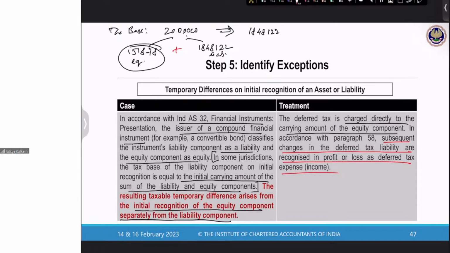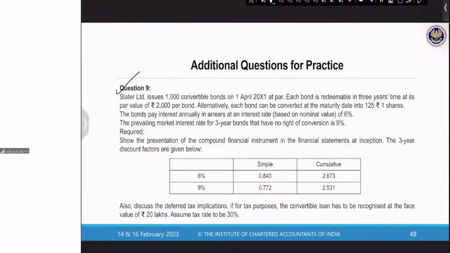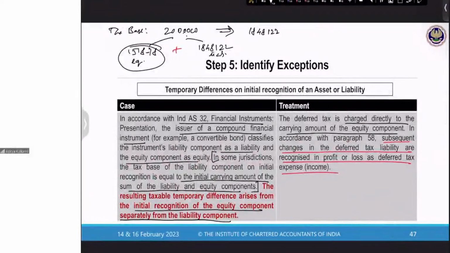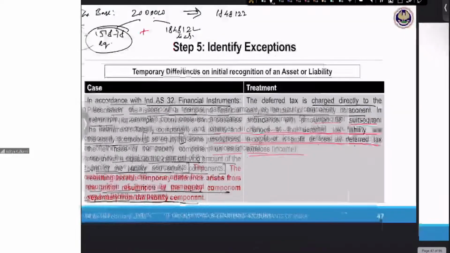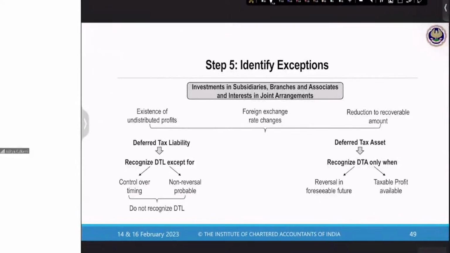Are you okay with this explanation in totality? Yes. Are you okay with this explanation? We have done it as per the standard. Okay. So this question, go through it. It's a very important question, and that is going to help you understand the temporary differences on initial recognition as far as the financial instrument chapter is concerned. Okay. So that takes care of this.